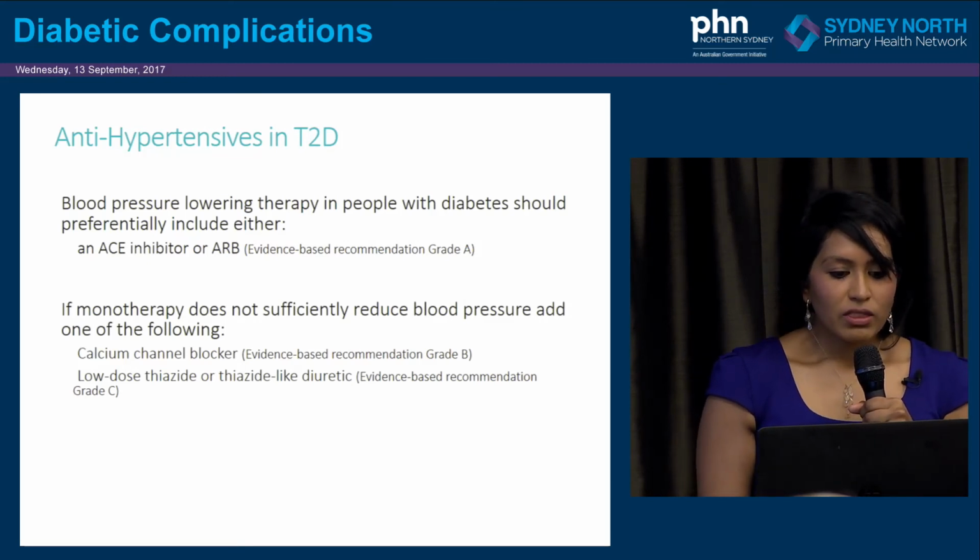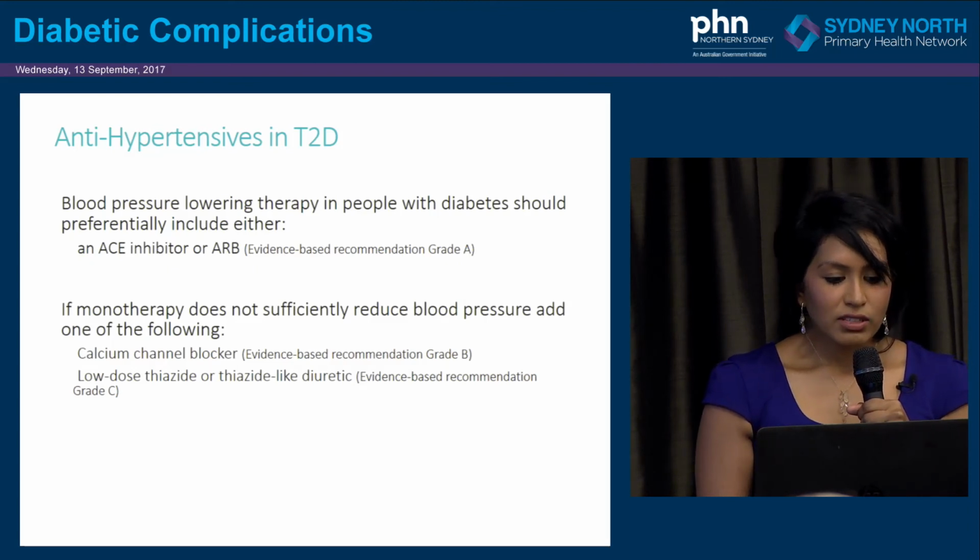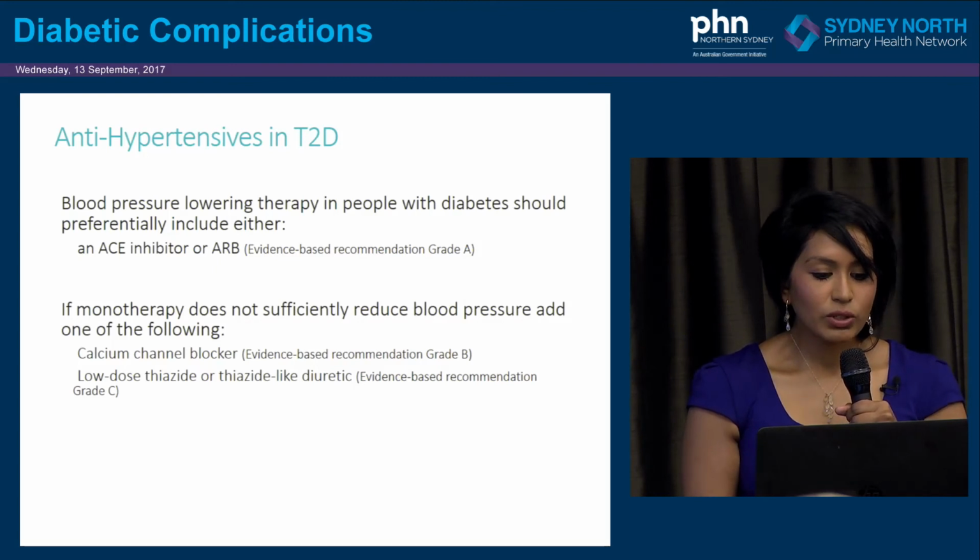So the first line therapy should be an ACE or an ARB, and if that's not sufficient, then there's grade B evidence for a calcium channel blocker and grade C evidence for using a thiazide.